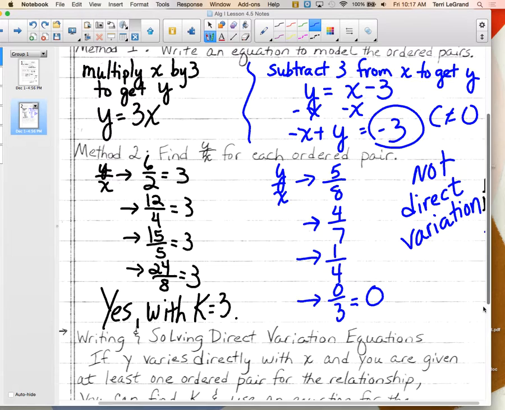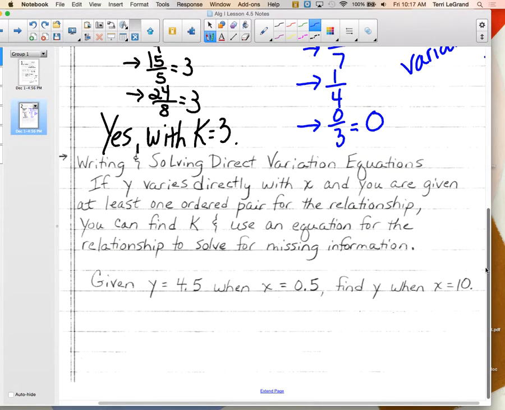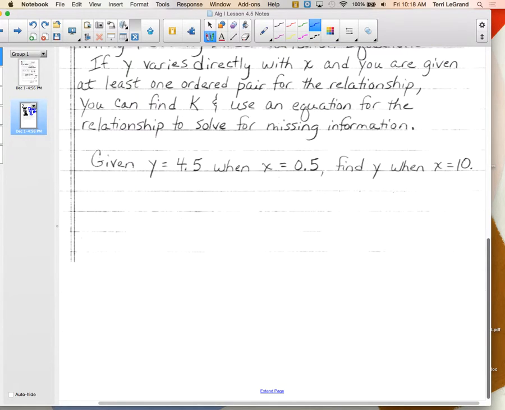Okay, then let's go on to the last thing here where you have to write and solve direct variation equations with some given information. If y varies directly with x, and you were given at least one ordered pair for the relationship, that's all you need, because if it's already been determined it's direct variation, y over x actually equals your k value. So you can put the y from that ordered pair over the x and get your k value that way. And then you can write the equation for that relationship that'll help you solve for the missing information.